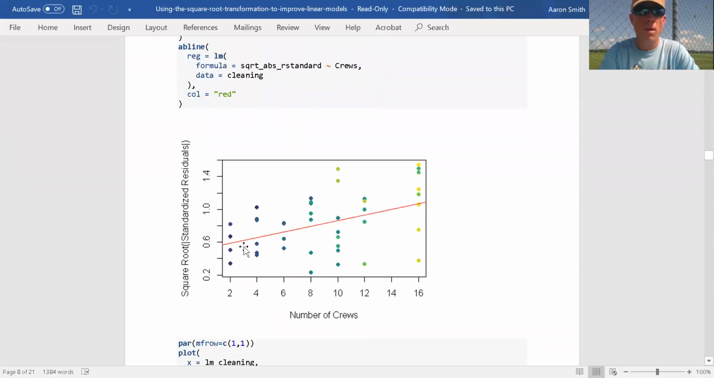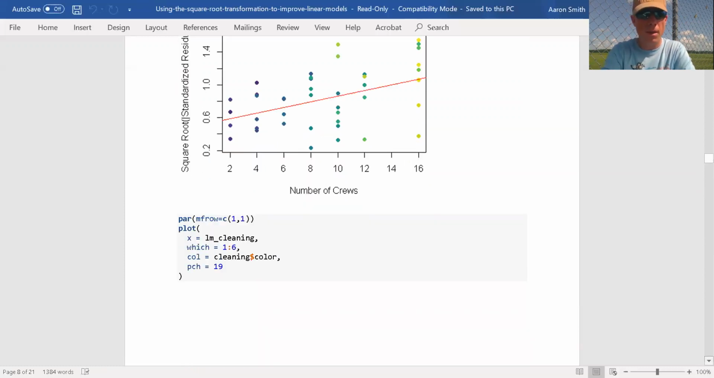And look at this. I can see that the magnitude of the residuals is increasing as the number of crews increases. So the square root of the absolute value of the residuals is increasing as the number of crews increases. All right, so this is not how I want it to be. I don't want to see a pattern anytime I look at residuals. And here, this is strong enough of a pattern that I'm like, okay, this is not the model to use. Pump the brakes, do something about this.